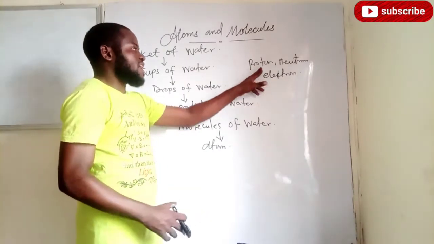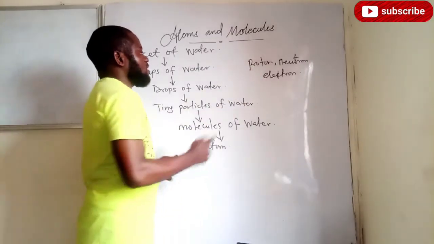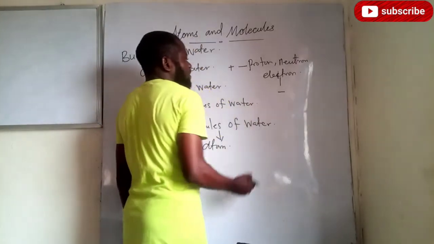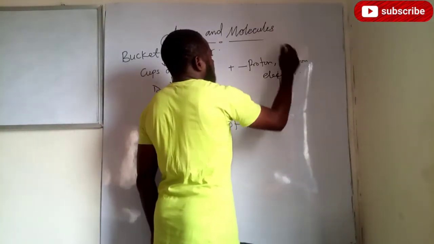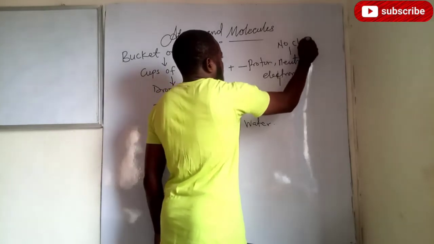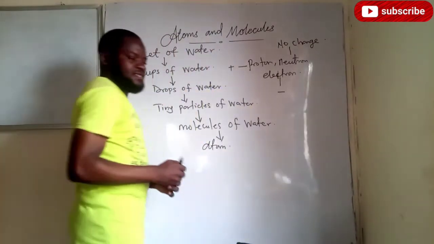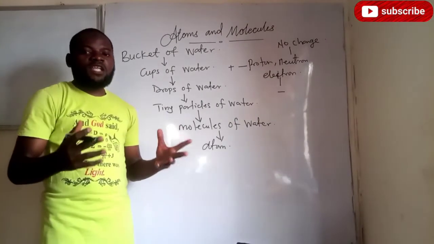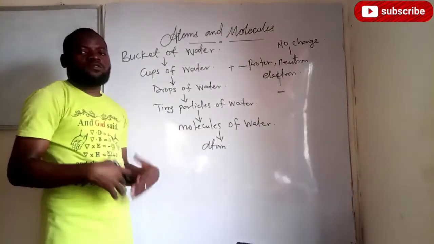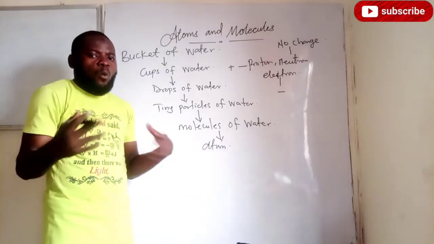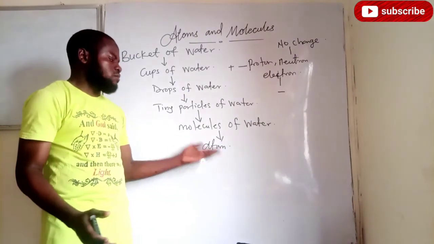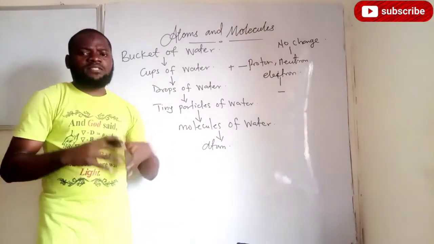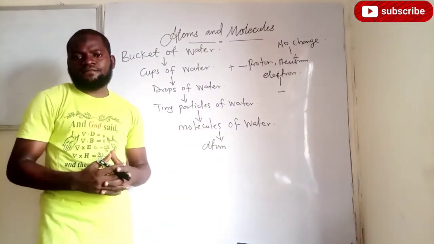Now, as regards the charges, the proton is positively charged, the electron is negatively charged, and the neutron has no charge. That is, the neutron is electrically neutral. When we have one or more atoms, they make up molecules. Now, let's consider the atom of an element.